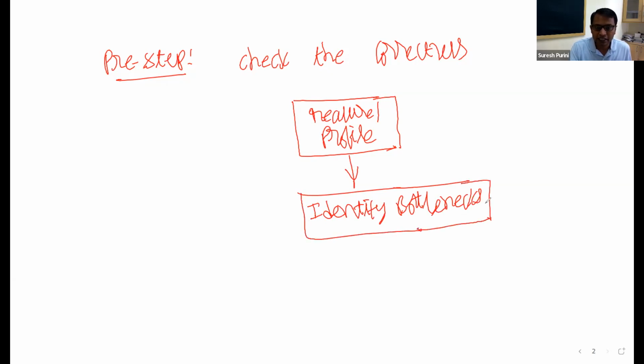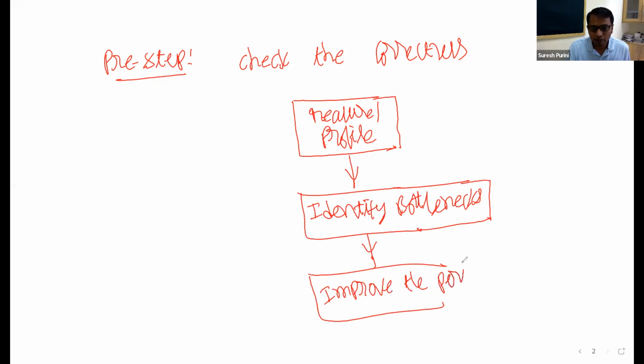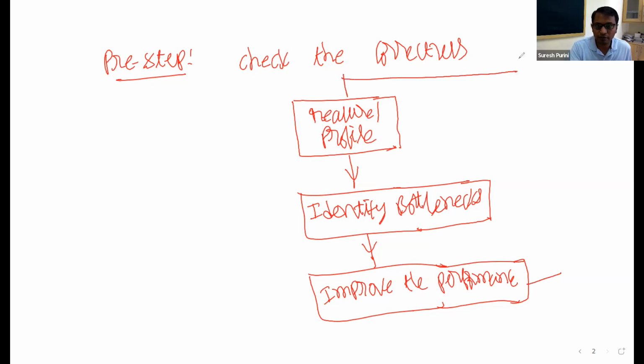This is the second step. And of course, after we identify the bottlenecks, we would like to improve the performance by removing the bottlenecks. And then we repeat this process until we are satisfied with the performance of the program. We iterate. Until we are satisfied, we keep iterating this process.